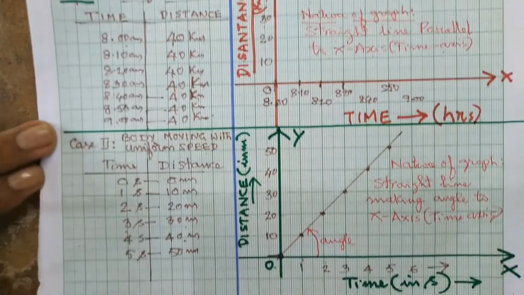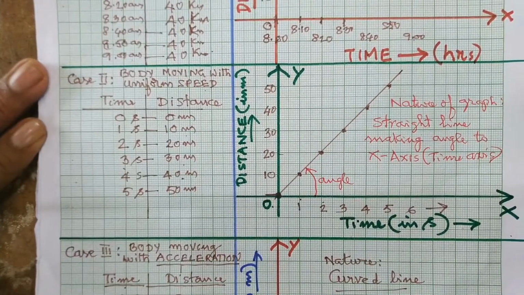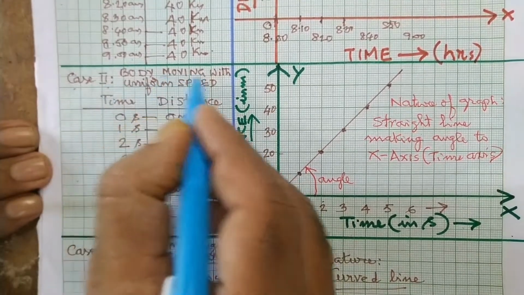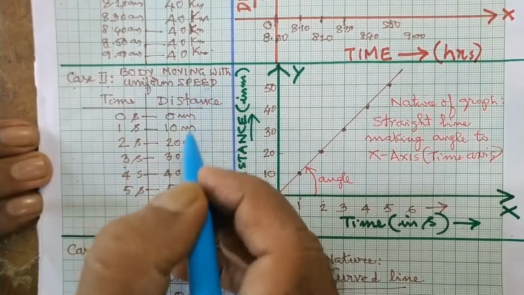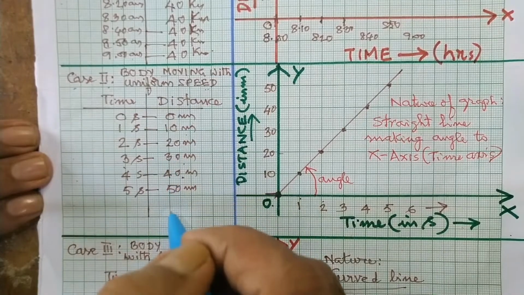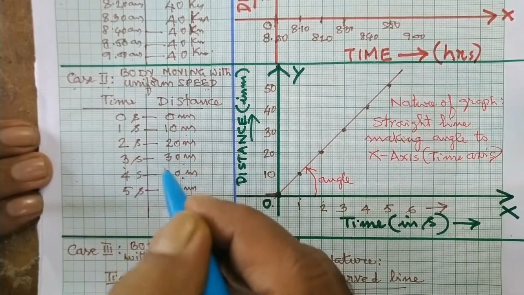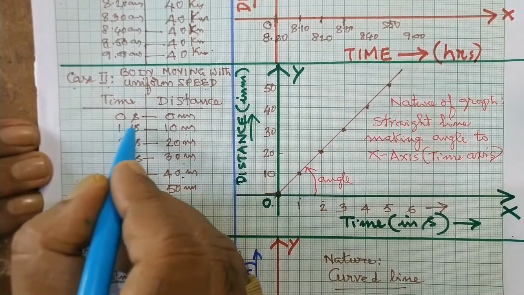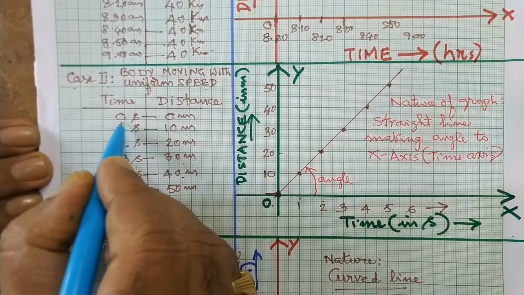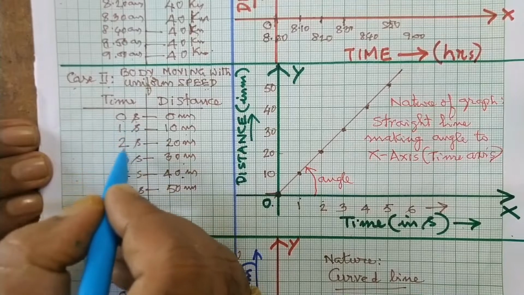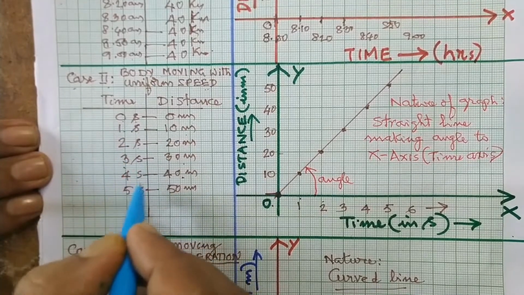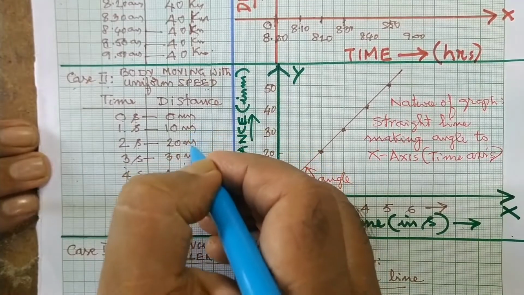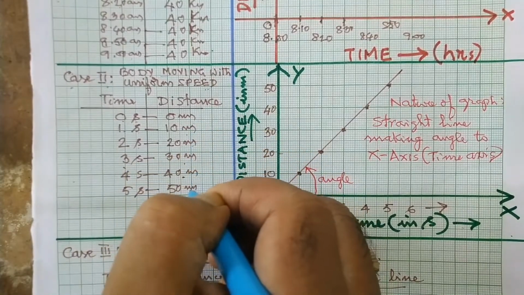Now we'll go to the second case which I explained on that day. Once again I'll revise that one. Case number 2. Body moving with uniform speed. When a body is moving with uniform speed, distance covered by the body will increase in every second. Here, for convenience sake, I am taking 0 second, 1 second, 2 second, 3 second, 4 second, 5 second like that. And 0 meter, 10 meter, 20 meter, 30 meter, 40 meter, 50 meter.